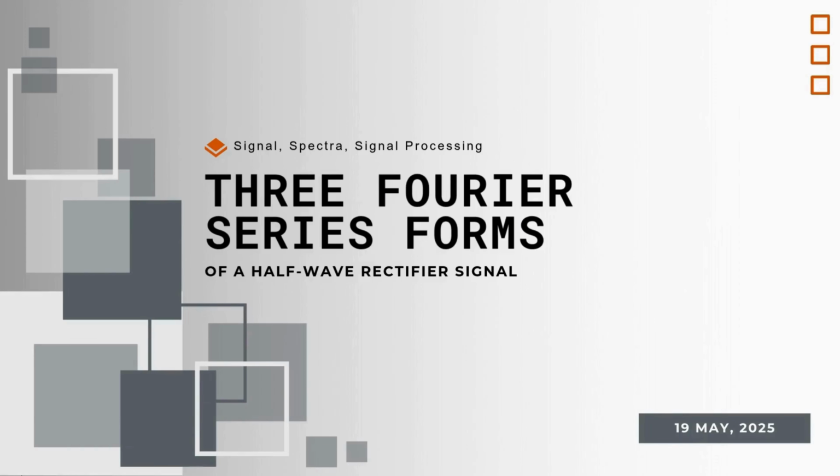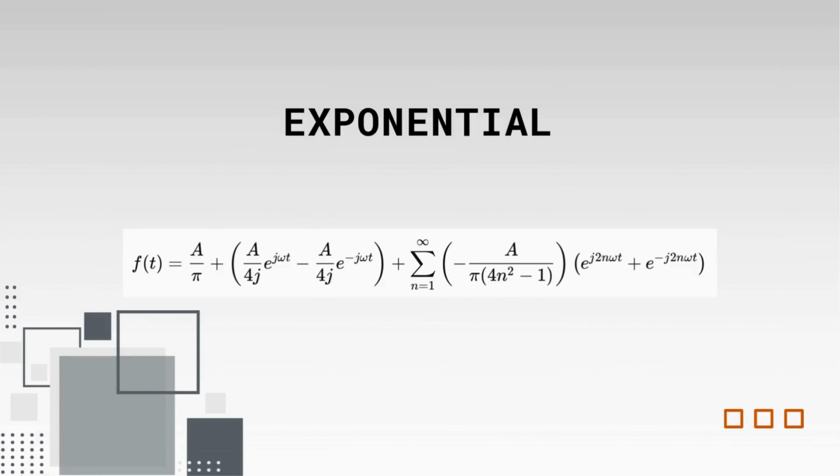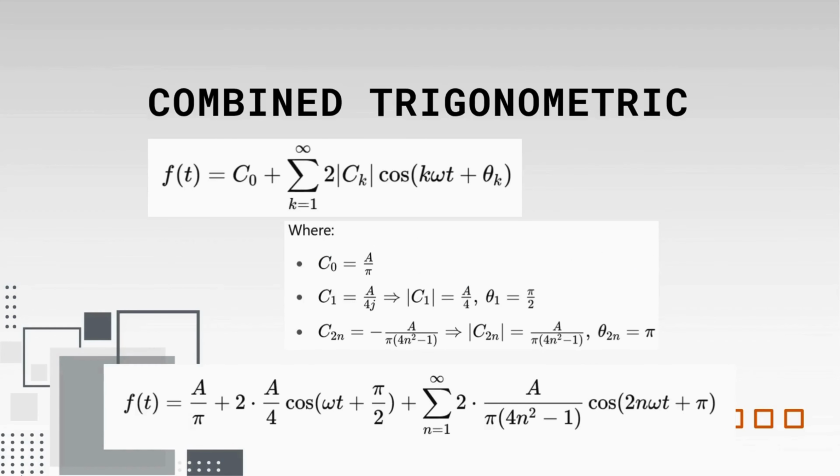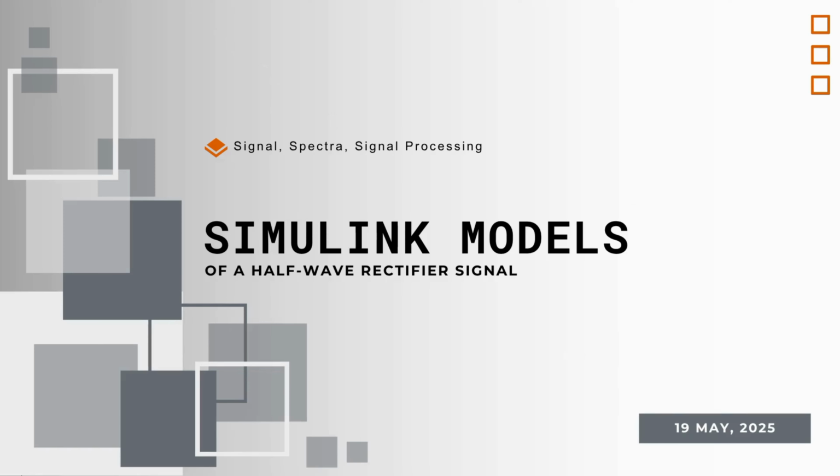Now, let's take a look at the three Fourier series forms of a half-wave rectifier signal. Firstly, the exponential. Then, we have the trigonometric. And then, we have the combined trigonometric. Let's proceed to the Simulink models.